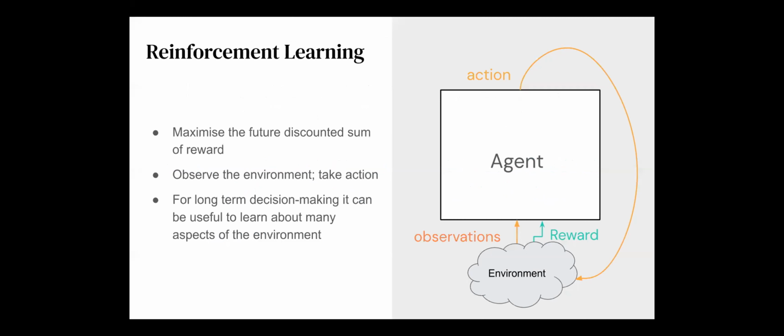Again, the reinforcement learning problem: we have an agent that takes actions that affect the world that it's in, and it observes the world and receives a reward from the environment. Its goal is to maximize the expected future discounted sum of reward. For long-term decision-making, for the reasons that we recently discussed, it can be useful to learn about many different aspects of the environment in addition to just estimating the value of a state.